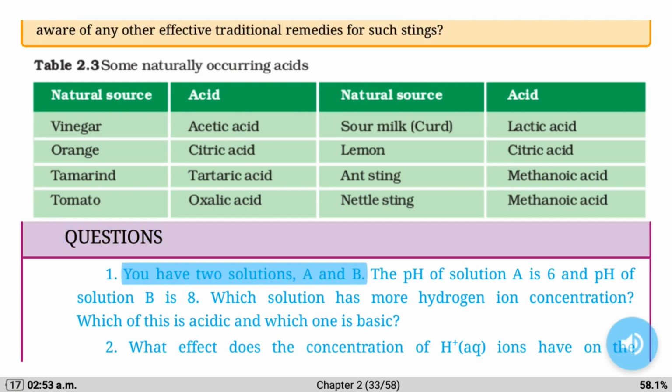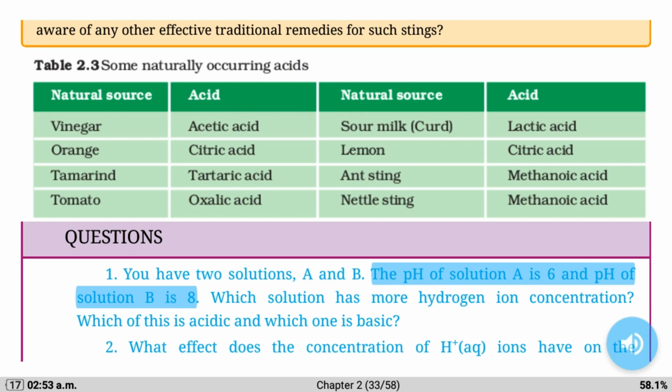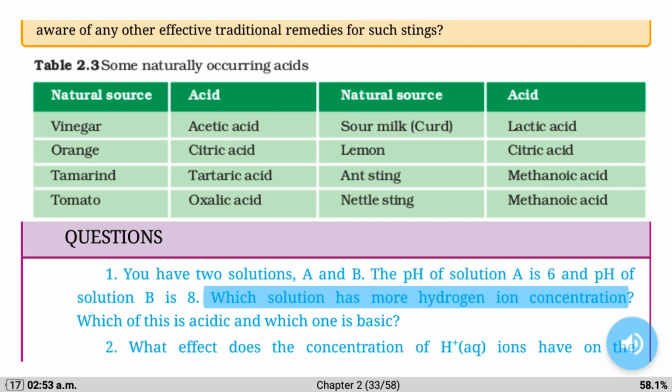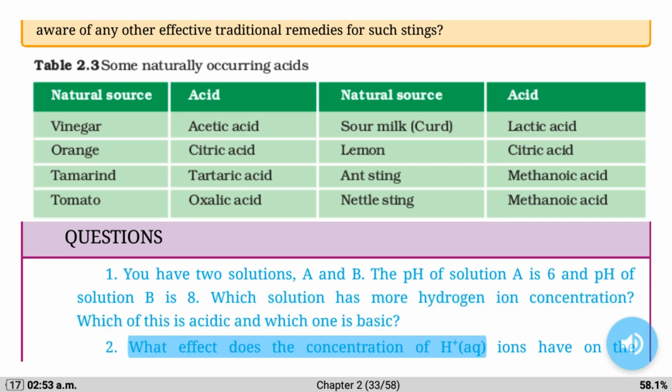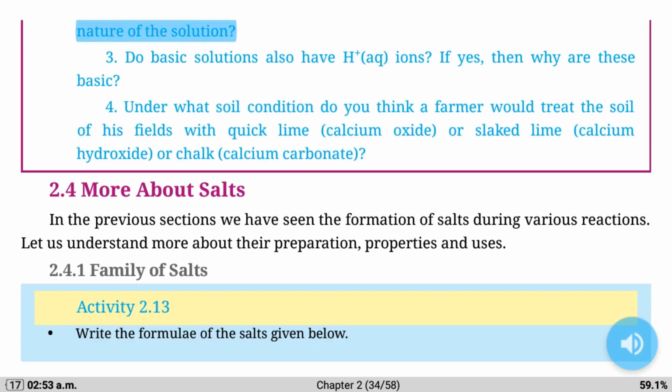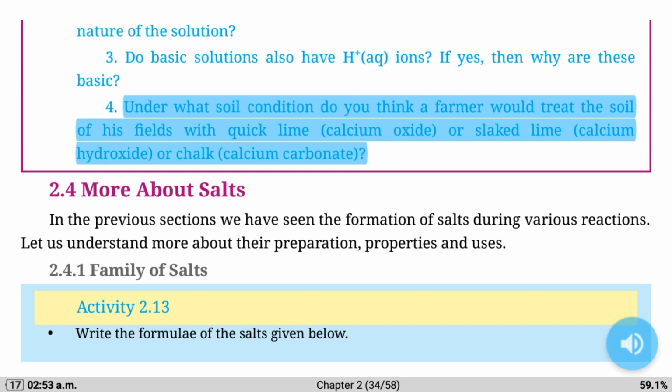Questions. 1. You have two solutions, A and B. The pH of solution A is 6 and the pH of solution B is 8. Which solution has more hydrogen ion concentration? Which of these is acidic and which one is basic? 2. What effect does the concentration of H+(aq) ions have on the nature of the solution? 3. Do basic solutions also have H+(aq) ions? If yes, then why are these basic? 4. Under what soil condition do you think a farmer would treat the soil of his fields with quick lime (calcium oxide), or slaked lime (calcium hydroxide), or chalk (calcium carbonate)?